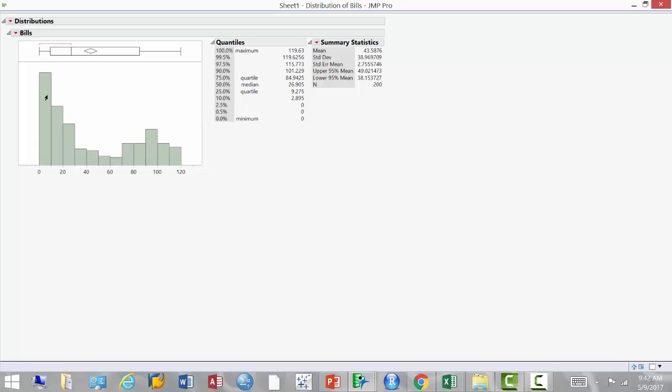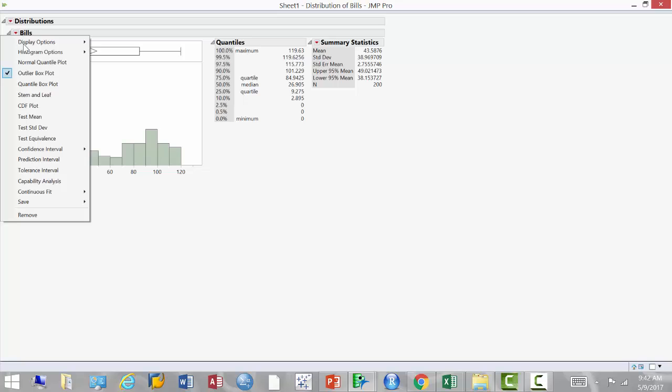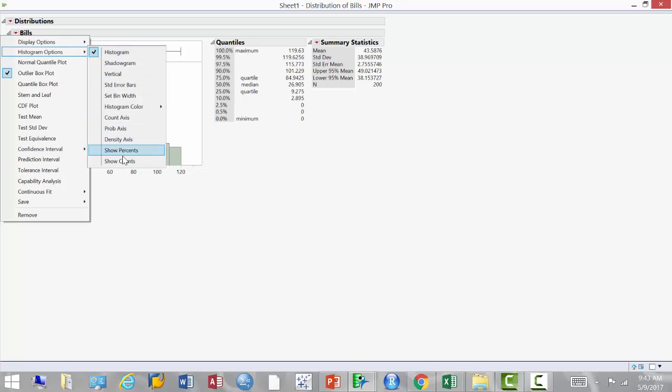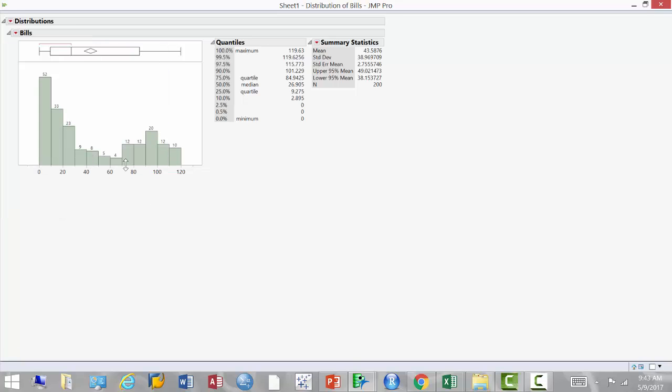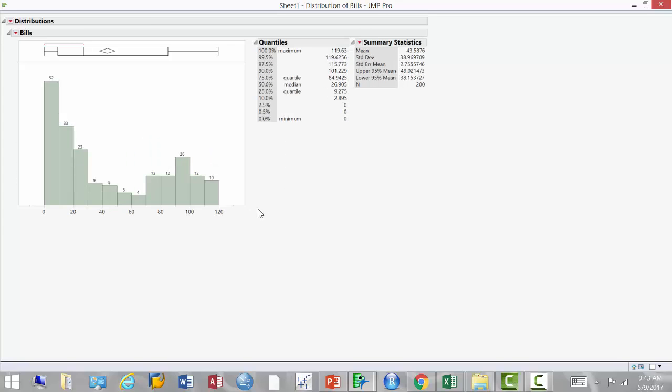This is the highest count, right? Let's actually show the counts. How do we do that? Same as in the previous example, right? We go to the bills, say histogram options, show counts. And it will show me how many numbers fall into every one of these bins or categories, right? So out of 200 numbers, I had 52 bills which were between 0 and $10, right?